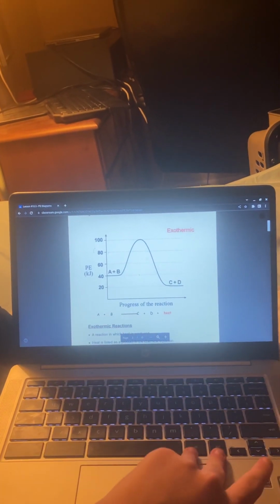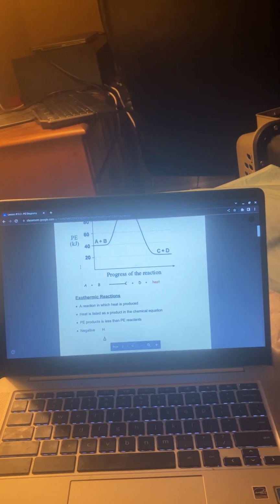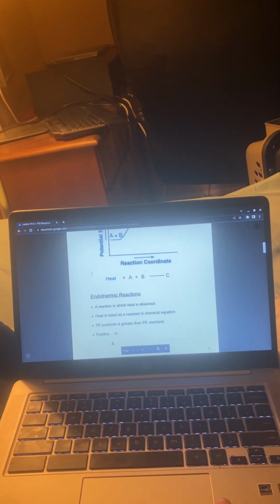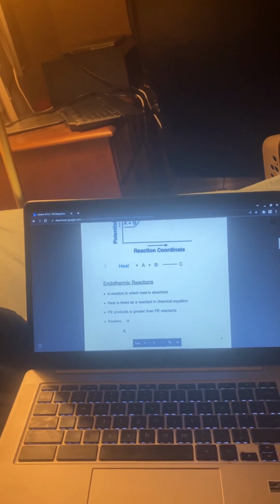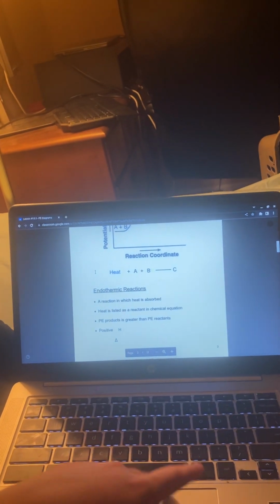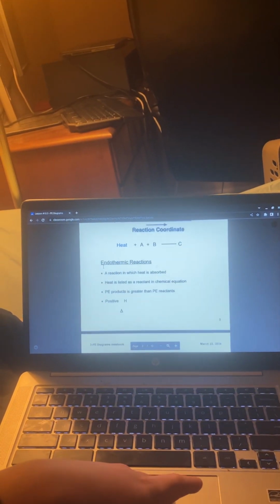This is an exothermic reaction. Heat is produced and energy is lost. You have a negative delta H. In an endothermic reaction, you have a positive delta H. PE of the products is greater than PE of the reactants, and the heat is listed as a reactant in the chemical equation.